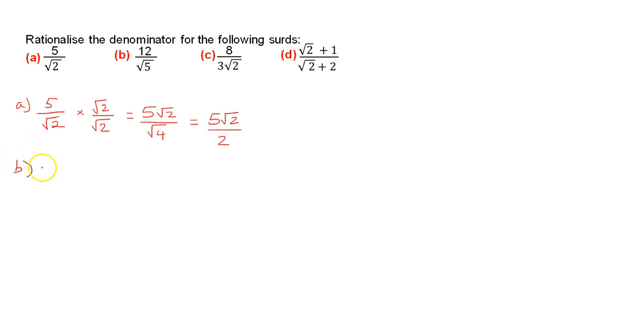Same idea applies for b, so we would do 12 over root 5 times root 5 over root 5, which will give us 12 root 5 over root 25, which would be 5.